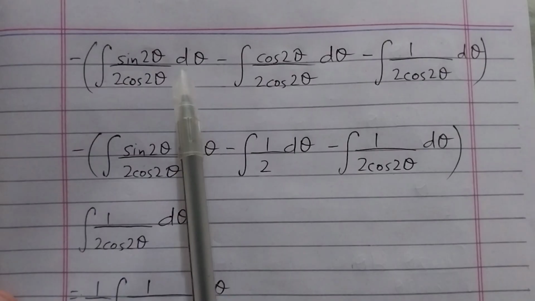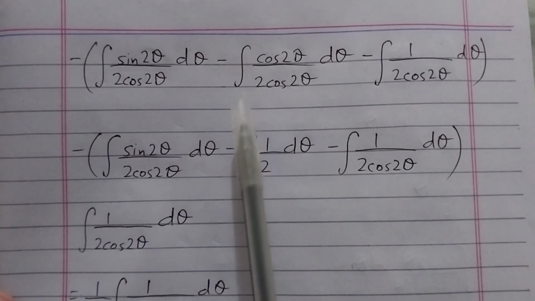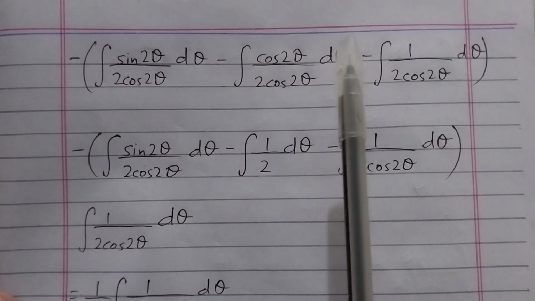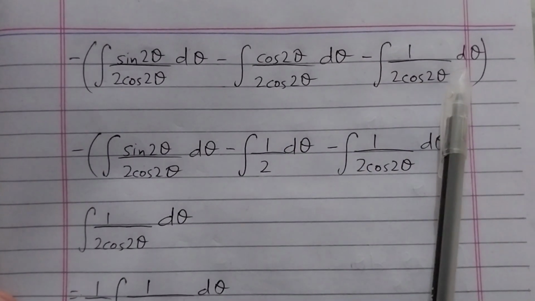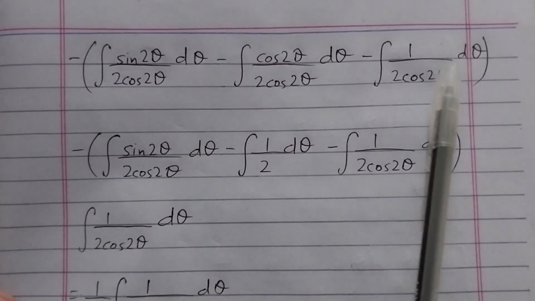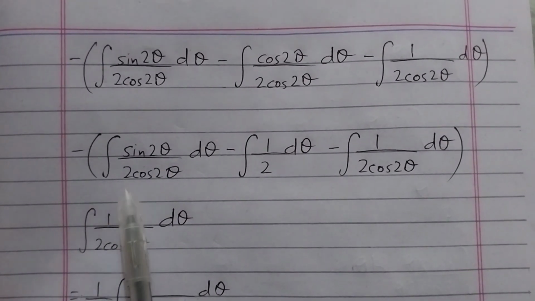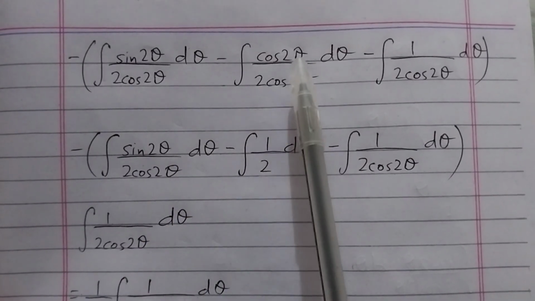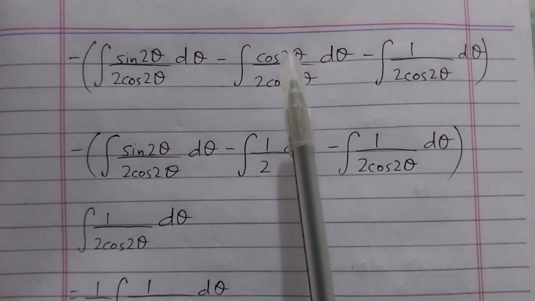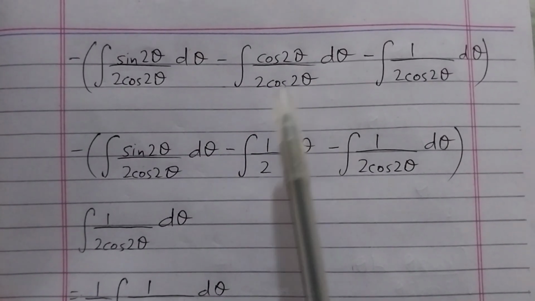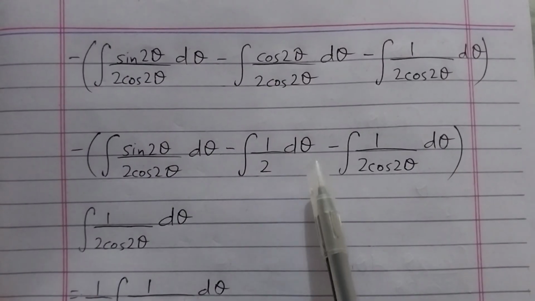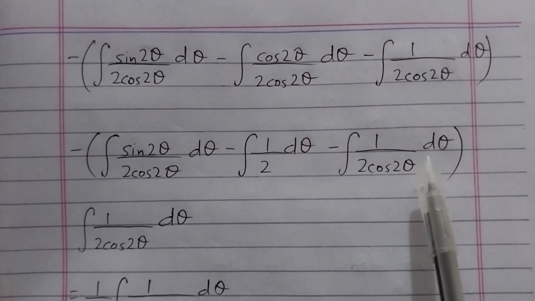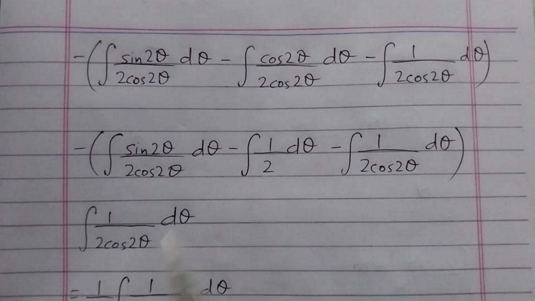d theta minus integral of cos 2 theta over 2 cos 2 theta, and we are integrating this with respect to theta, minus the integral of 1 over 2 cos 2 theta, and we are integrating this with respect to theta. So this becomes negative times integration of sin 2 theta over 2 cos 2 theta d theta minus, cos 2 theta and cos 2 theta, they cancel out. So this becomes integration of 1 over 2, and we are integrating this with respect to theta, minus the integration of 1 over 2 cos 2 theta, and we are integrating this with respect to theta.